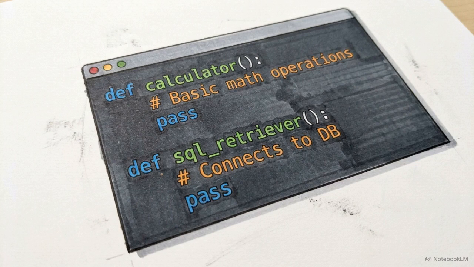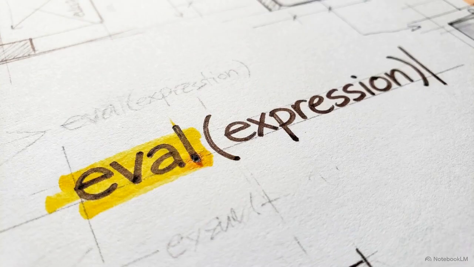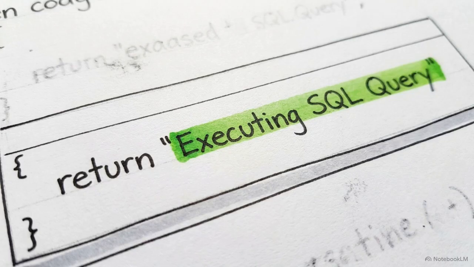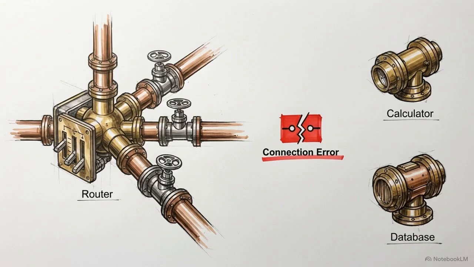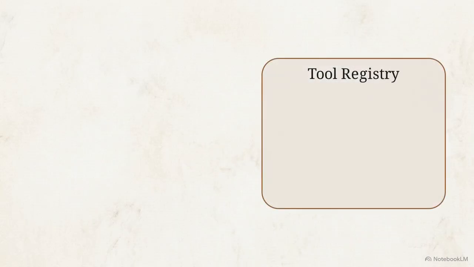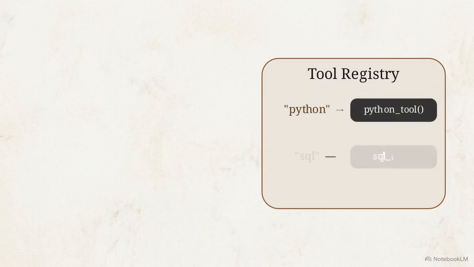Step 1 is defining the actual tools. Write two basic Python functions, a math calculator using Python's built-in eval command, and a mock SQL data retriever that returns a simple string. For the AI to leverage these functions, it needs a standardized way to look them up. We solve this by building a tool registry. Create a dictionary registry mapping text strings, like Python or SQL, directly to your functions.